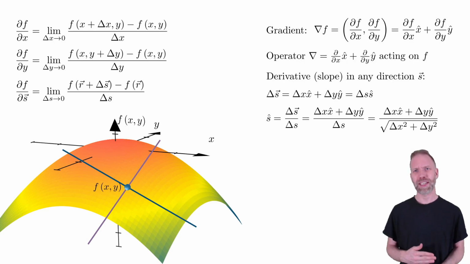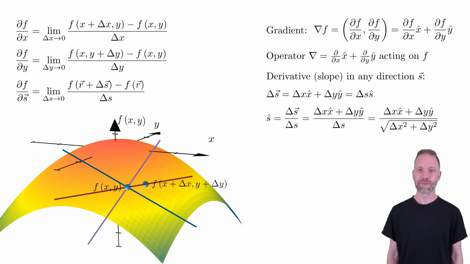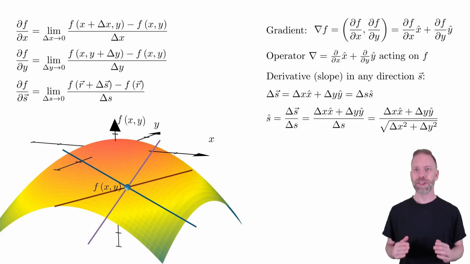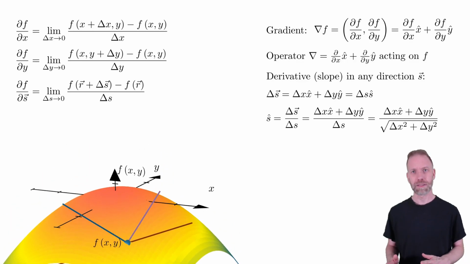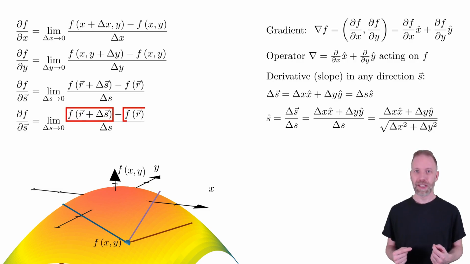Using a similar definition as before, we take one step in the direction delta s, then check the slope of the curve we get when we draw a line from this point to our base point. As usual, we let the distance delta x go to 0 to get the derivative. Now the question is, how do we calculate this in practice? Start by changing notation to write out the x and y coordinates.